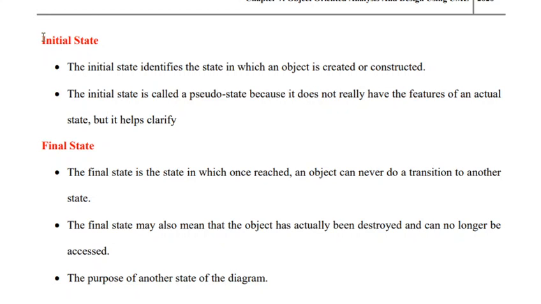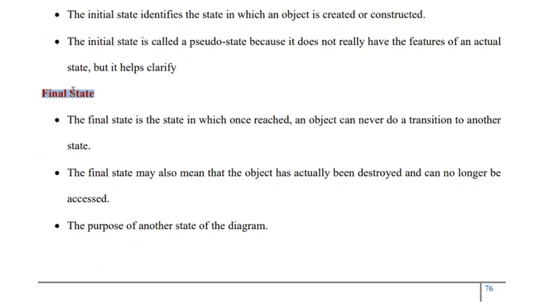Now, initial state and final state. We have already discussed. Initial state is a state where the object is created. You do not have a state before this. It's called a pseudo state because at this point in time the attributes of the object are not initialized, and it's represented with the help of a filled circle.